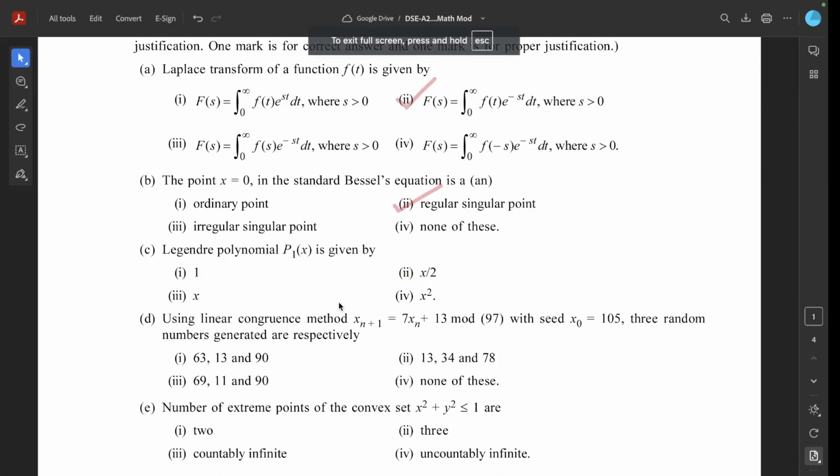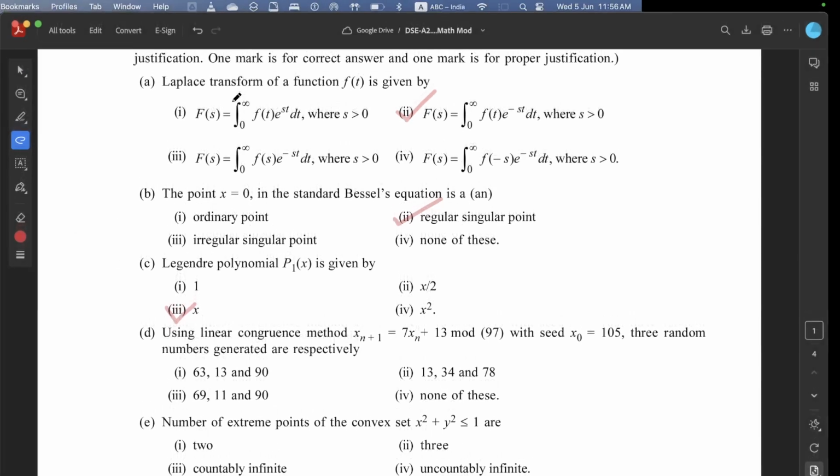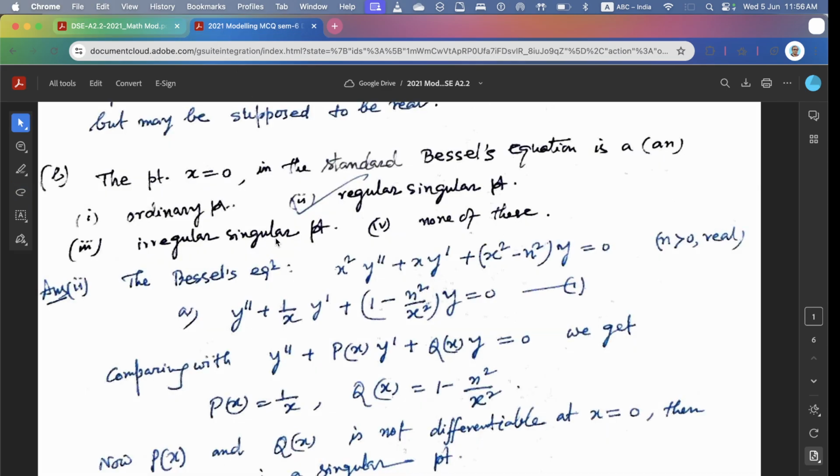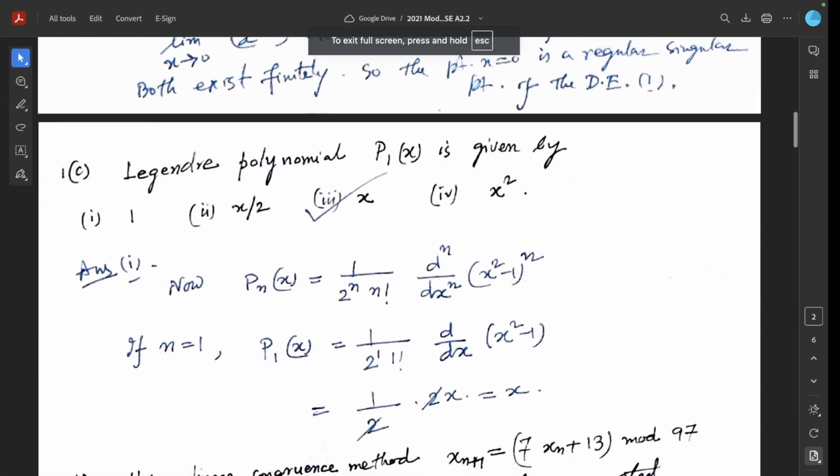Question 1c. Legendre polynomial P1(x) is given by, actually this is x, so the correct option is 3. By Rodrigues formula, P_n(x) equals 1 by 2 to the power n factorial, d^n by dx^n of (x square minus 1) whole to the power n. If n equal to 1, we put n equal to 1 and simplifying, we get P1(x) equals x. So the correct option is 3.